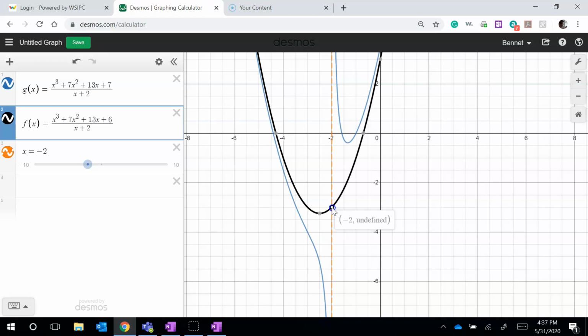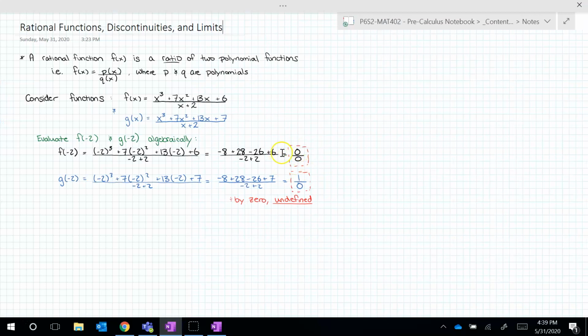I want to take a look at a little bit of why that is. But before we look at that why, I want to take a closer look at the what. What exactly is the difference between these two things? We saw that f of x is doing 0 divided by 0 at negative 2, and g of x is doing 1 divided by 0 at negative 2. This 0 divided by 0 is an interesting case.